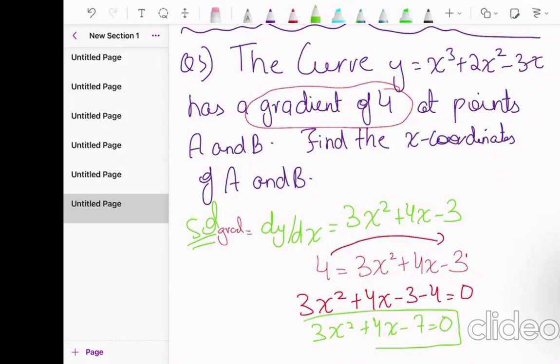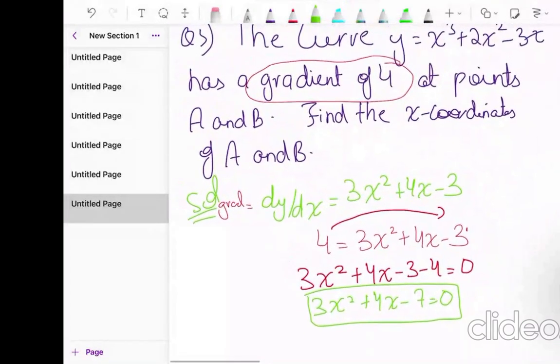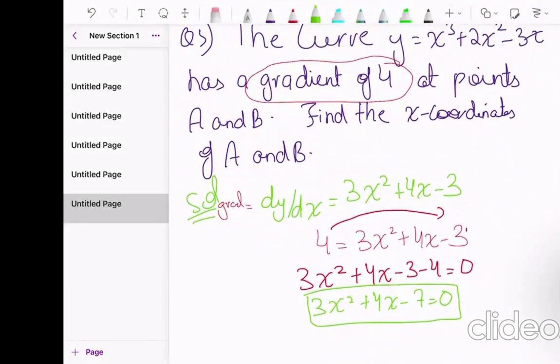You can see that this equation has become a quadratic equation. That's why the question says it has a gradient of 4 at points A and B. A quadratic equation means you will get two answers, two values of x. Everyone understand what I have done till now? Everything is clear? Yes, sir. Okay, so the concept is the same. I just put the value 4, replacing the gradient, and move 4 to the other side. It becomes negative 4. So minus 3 and minus 4 become minus 7, and that equation will be equal to 0.